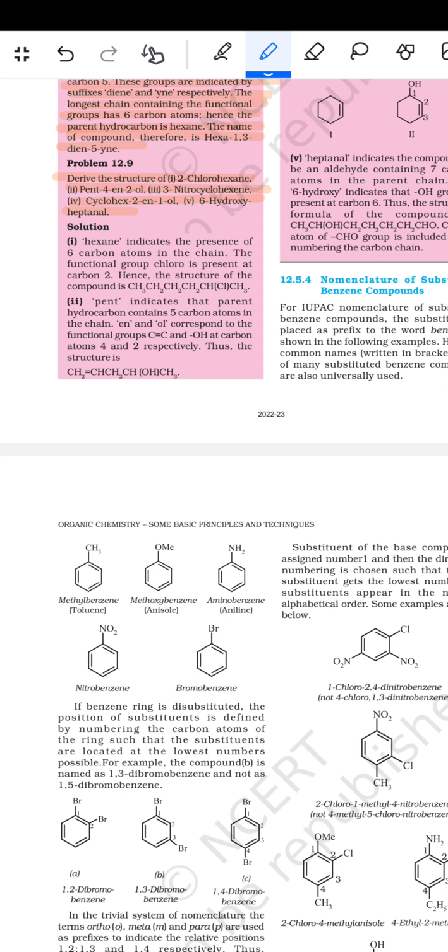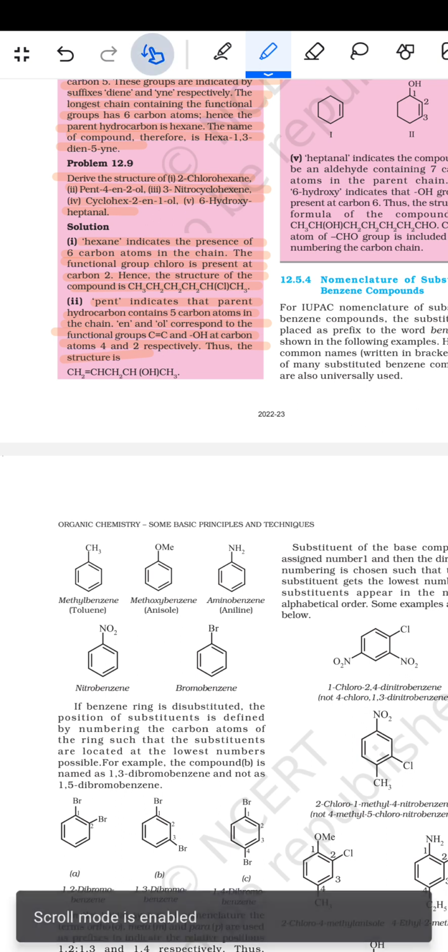The solution: hexane indicates the presence of 6 carbon atoms in the chain. The functional group chloro is present at carbon 2, hence the structure of the compound is CH3CHClCH2CH2CH2CH3. Pent indicates the parent hydrocarbon contains 5 carbon atoms in the chain. En and ol correspond to the double bond and the OH at carbon atoms 4 and 2 respectively. Thus the structure is CH2=CH-CH2-CH(OH)-CH3.